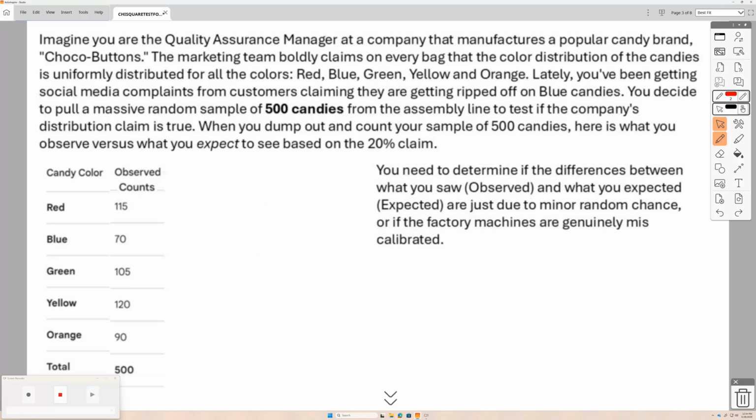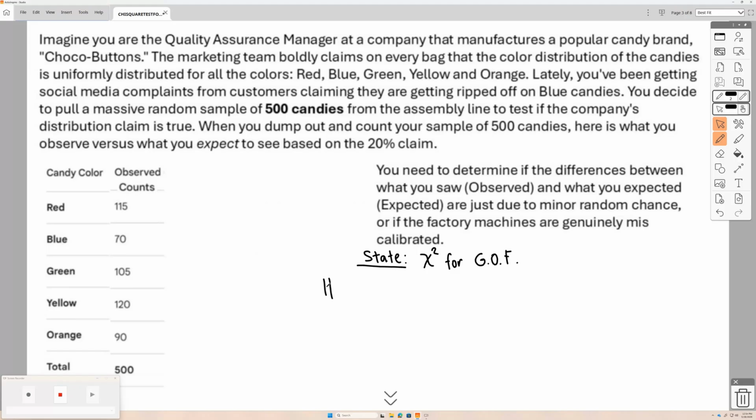You decide to pull a massive random sample of 500 candies from the assembly line to test if the company's distribution claim is true. When you dump out and count your sample of 500 candies, here is what you observe versus what you expect to see based on the 20% claim. You need to determine if the differences between what you saw, observed, and what you expected are just due to minor random chance, or if the factory machines are genuinely miscalibrated.